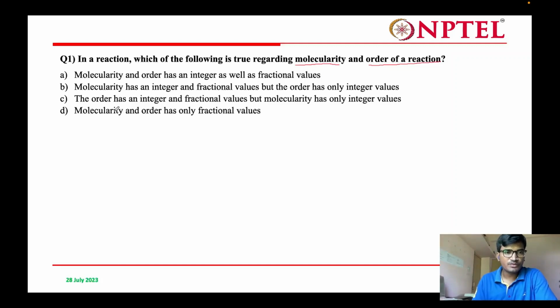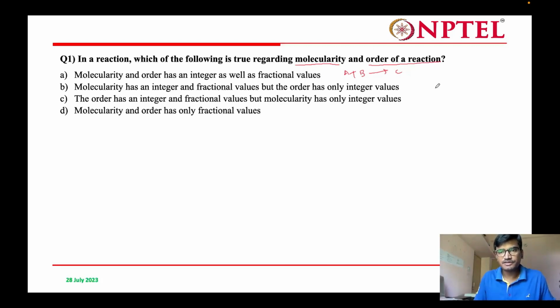Options are given. Before going to the options, let's clear what the molecularity and order of the reactions are. The molecularity means the number of molecules involved in the chemical reaction. Right? A plus B. Here the molecularity is two, since two molecules are involved in this reaction.